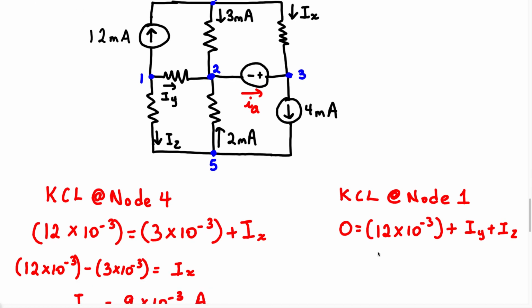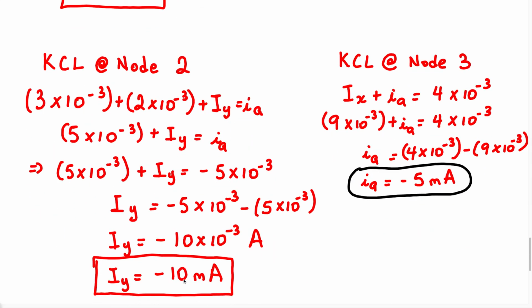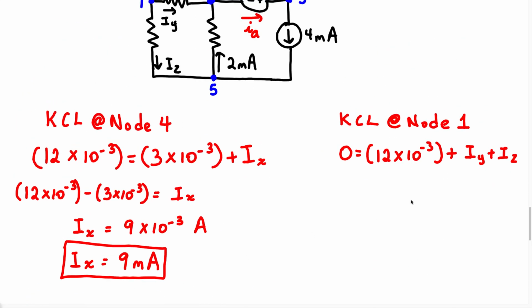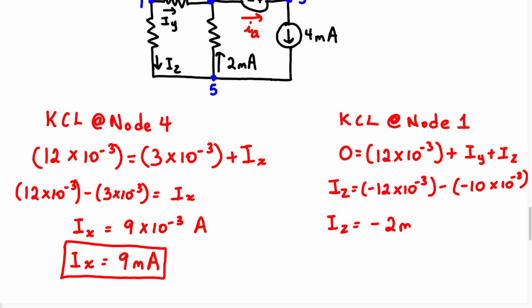Now what I'm going to do is substitute in the value of IY. We know the value of IY is negative 10 milliamps. Now when I substitute in IY, I'm going to rearrange this equation to make IZ the subject. So I'm going to have IZ equals negative 12 times 10 to the minus 3 minus, we know IY is negative 10 milliamps, so we're going to write this as minus negative 10 times 10 to the minus 3. Now when you solve for this, IZ is going to equal negative 2 milliamps. So this is the current flowing through IZ.